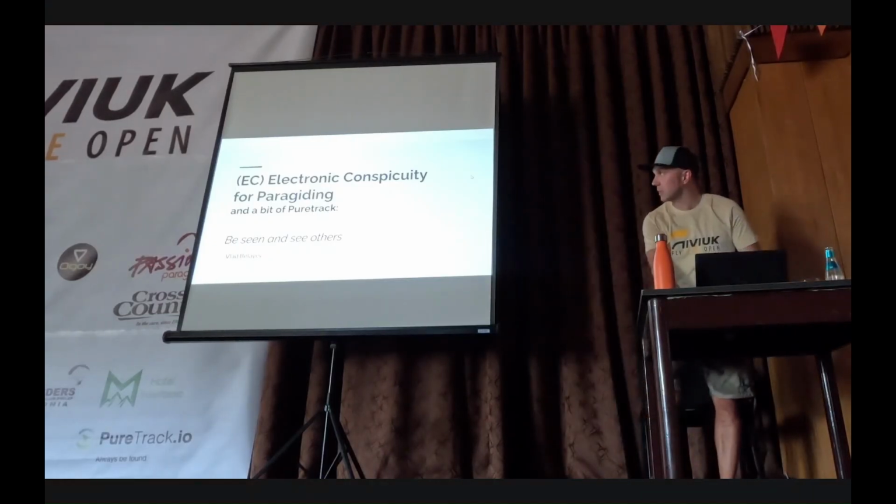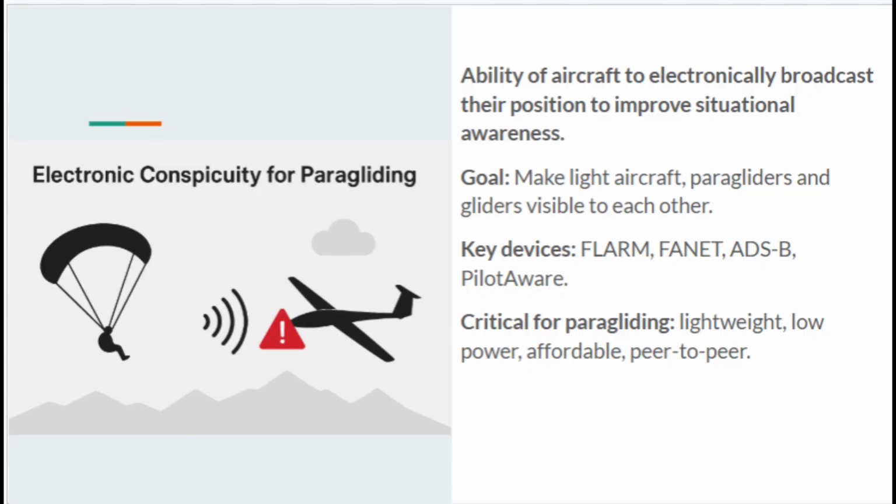So let's begin. The EC, electronic conspicuity, is used to broadcast the positioning signal from the aircraft so that other pilots, other aircraft can see you on the map. And also it's used by ground stations to point out your location on the map. The goal is basically making aircraft visible to each other, so the paragliders and other types of aviation that fly around us.